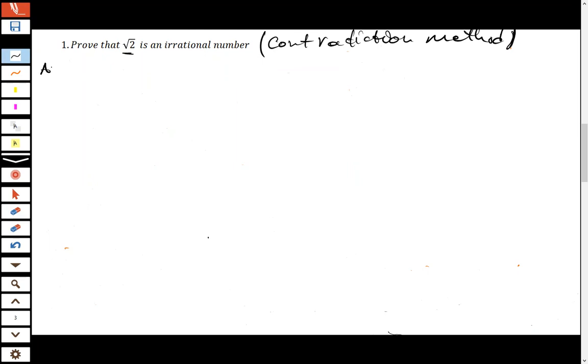So we make an assumption. We assume that the root of 2 is a rational number. They want us to prove that the root of 2 is irrational, but how do we prove that? We use the contradiction method. For it to work, you need to assume the opposite of what you've been told. That's how this method works. The opposite of an irrational number is a rational number, so we're going to assume that the root of 2 is a rational number.